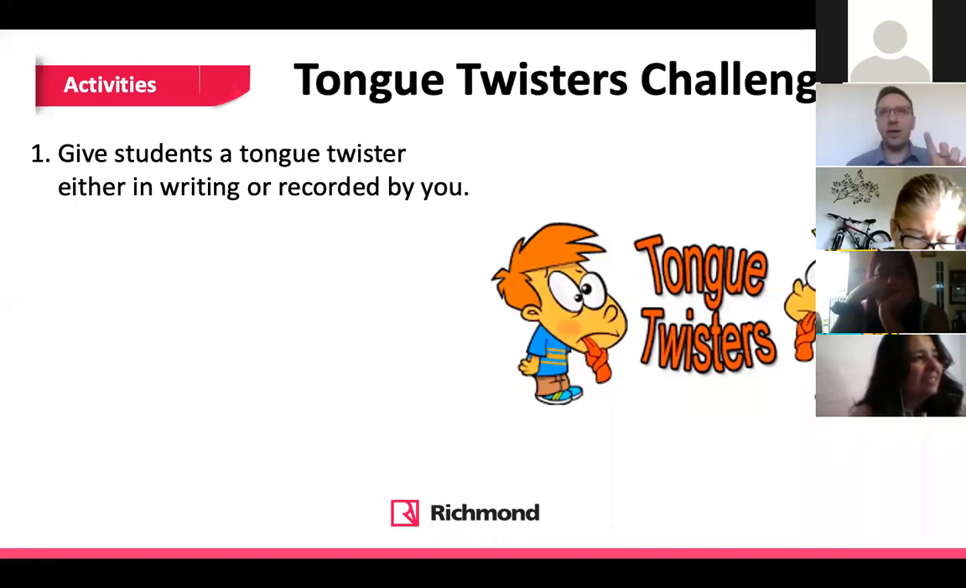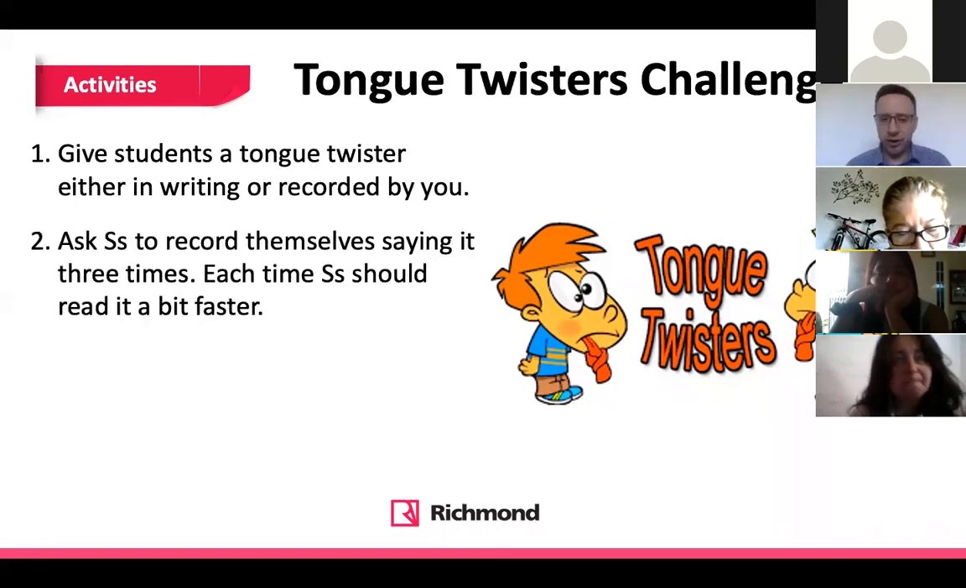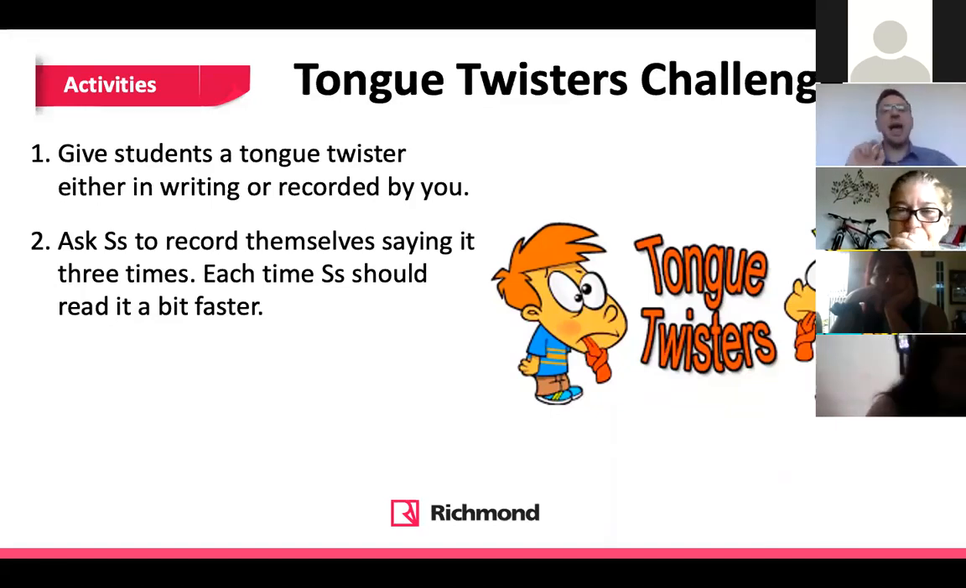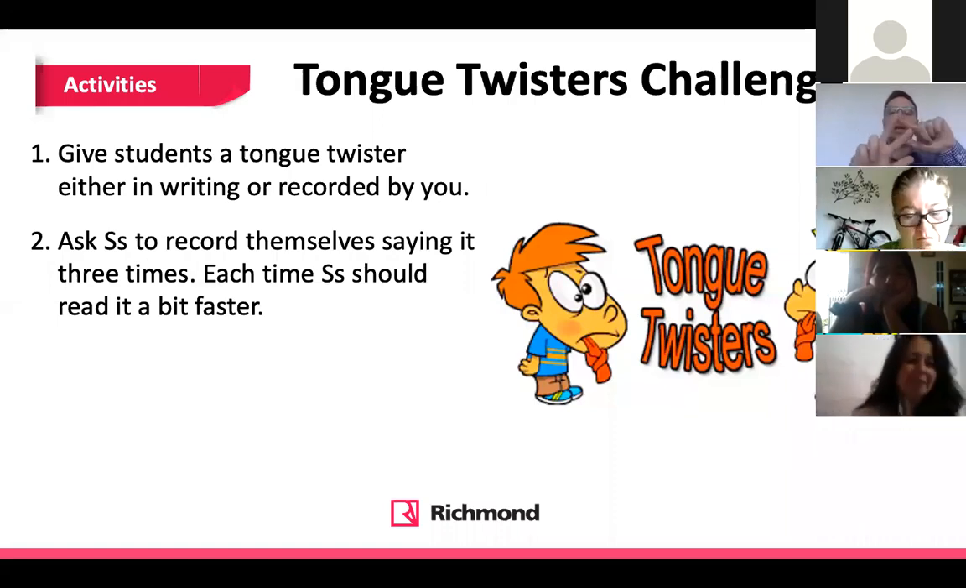That if you're a coward, you will just present the written version. I think that if we are going to challenge, we need to present the recorded version of ourselves saying the challenge and challenging our students. Okay, so we are going to present a tongue twister in writing and also record it. And we're going to ask students to record themselves saying the tongue twister 3 times. Now, they need to say it 3 times because they need to show us that they can do it at 3 different levels of speed: low, mid, and high, okay?